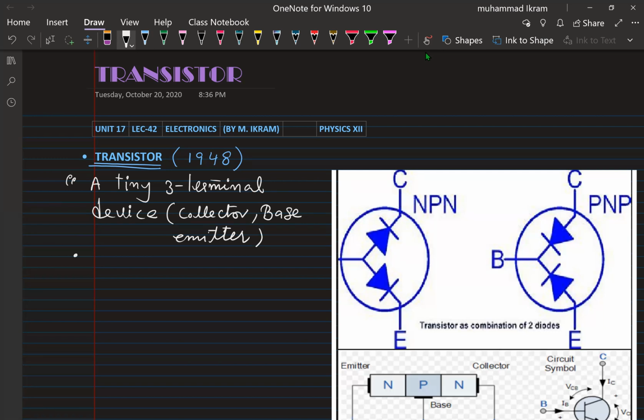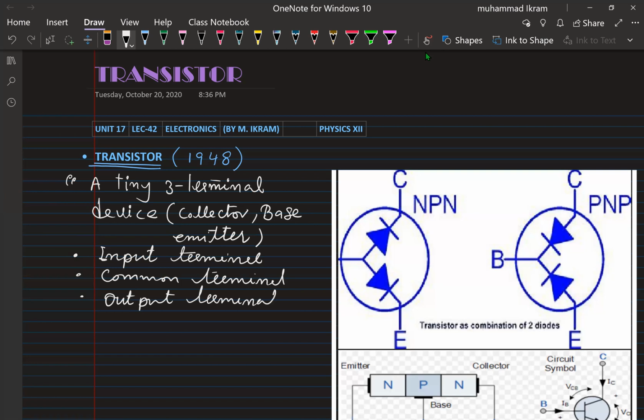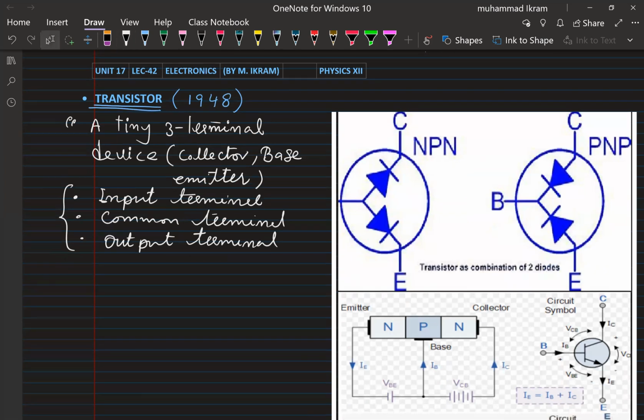In practical terms, for the transistor we have the input terminal, a common terminal, and the output terminal also. So we have three terminals for the transistor: the collector, the base, and the emitter. These serve as the input terminal, the common terminal and the output terminal. I will explain these to you. So a tiny three-terminal device is called the transistor.